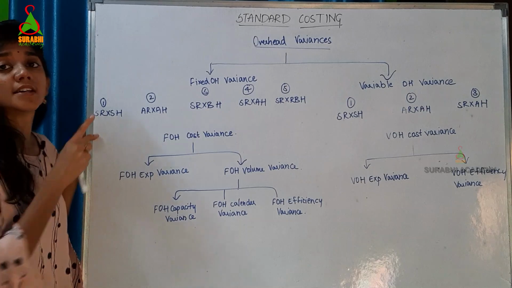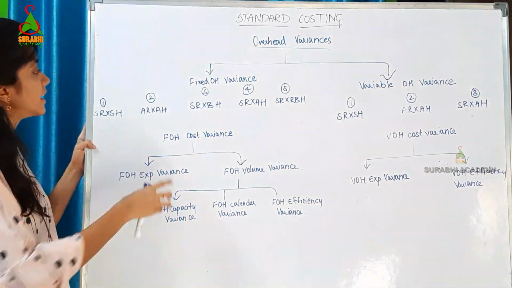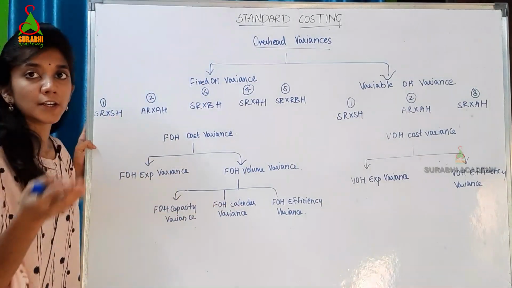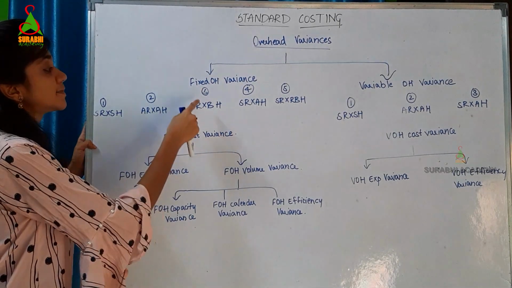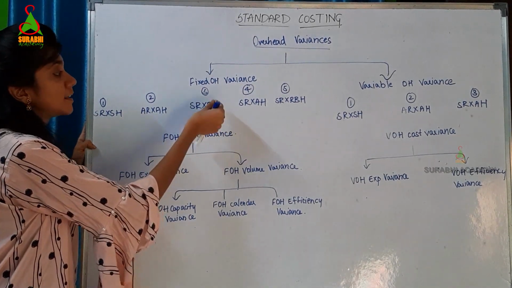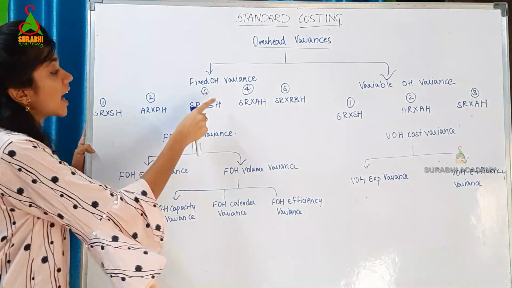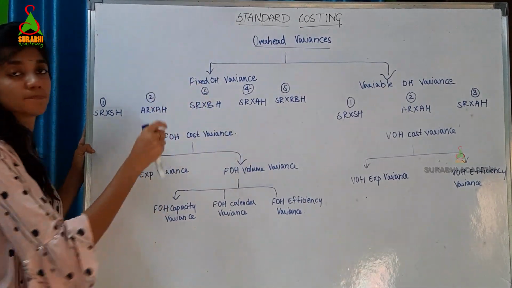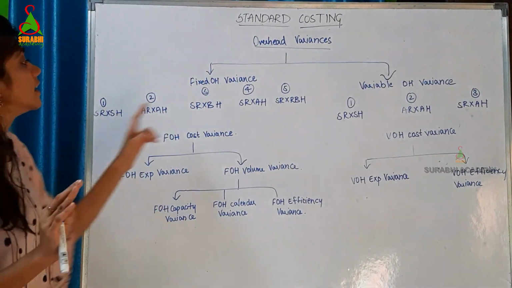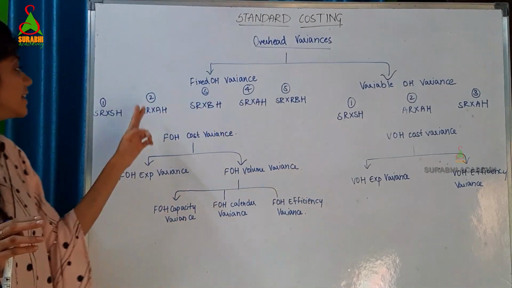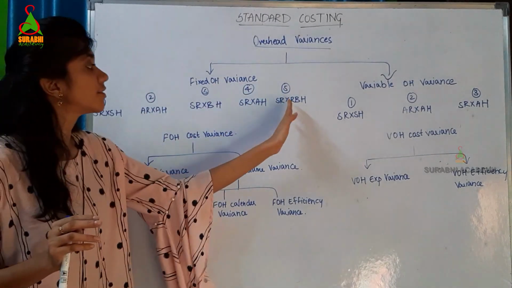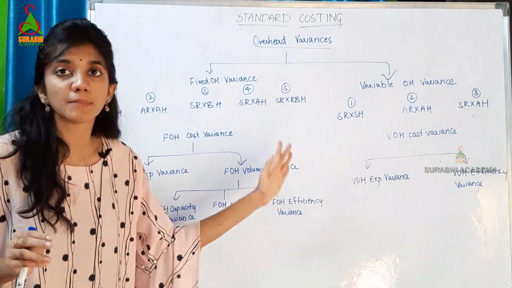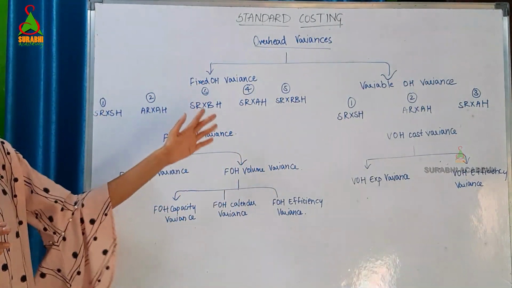First step is standard rate into standard R. Second step, actual rate into actual R. Third step, standard rate into budgeted R. Budgeted rate will not be there. Budgeted R will be there because it is fixed. So budgeted rate will not be there. Next one, fourth one, standard rate into actual R, and fifth one, standard rate into revised budgeted R. These are the 5 steps.